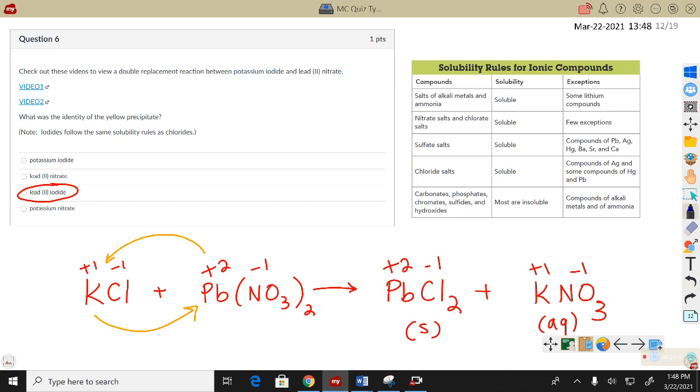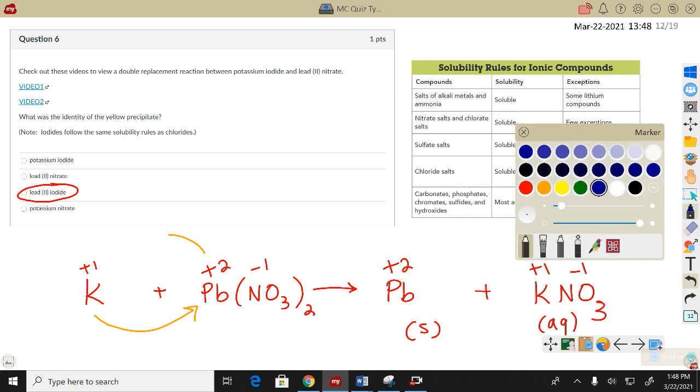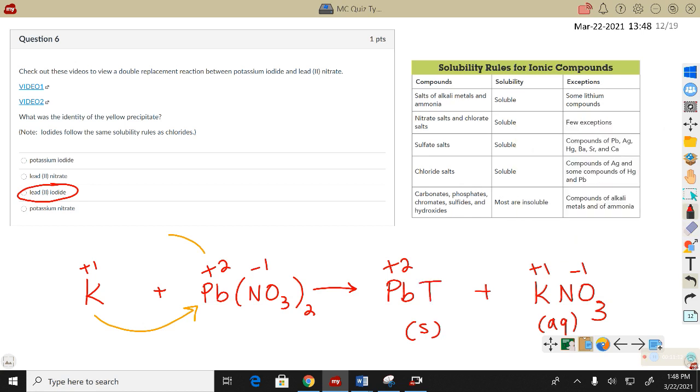And finally, my double replacement. We had a double replacement with potassium iodide and lead nitrate. I'll switch these and make them iodide, I suppose. On your solubility chart, they don't have iodides, which is fine. Iodides and chlorides follow a lot of the same rules. All halogens form a lot of the same types of compounds. I'll switch this to KI.